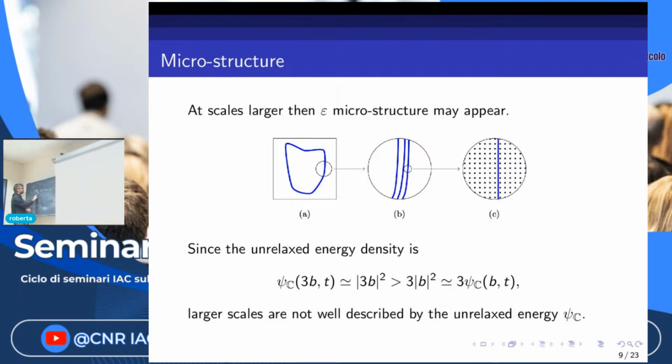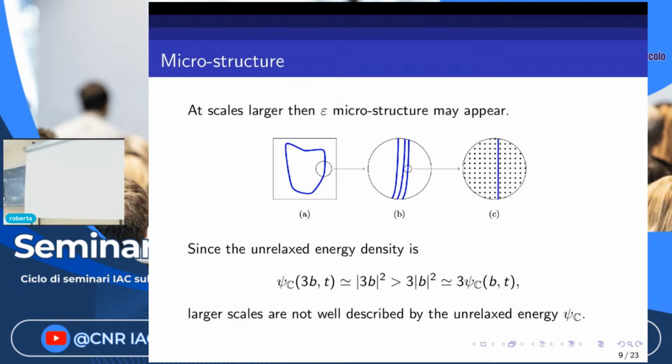The elastic energy density is this one. Since the dislocation is assumed to have Burgers vector 3b, and the energy density is quadratic, it should be more or less 3b squared. But the energy density for the finer construction is lower, simply because the energy density is not subdivided here. So it might happen that it is more convenient to get some microstructure on a smaller scale. It is convenient to split the dislocation to get a better energy.